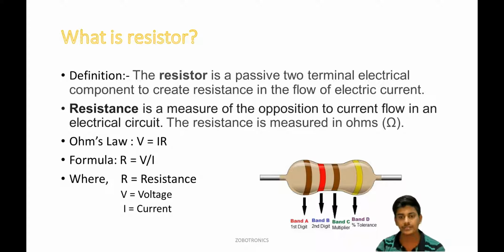Here this diagram of a resistor is shown. This is a 4-band resistor, which consists of band A, which is the first digit, band B, the second digit, band C, a multiplier, and band D, which is a tolerance band. I will be telling more about this in the next slide.